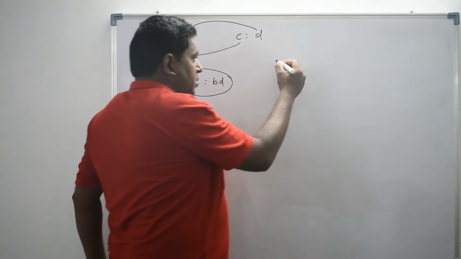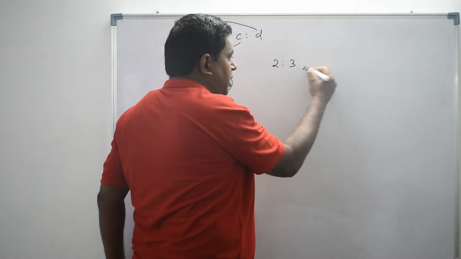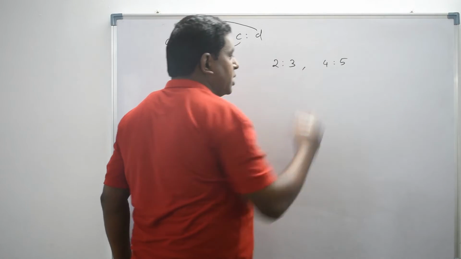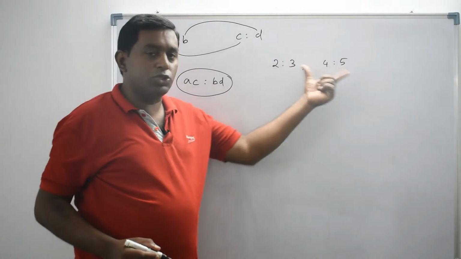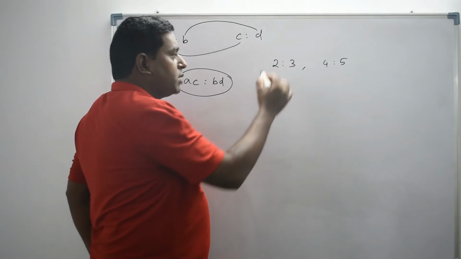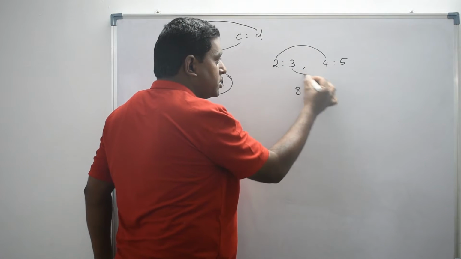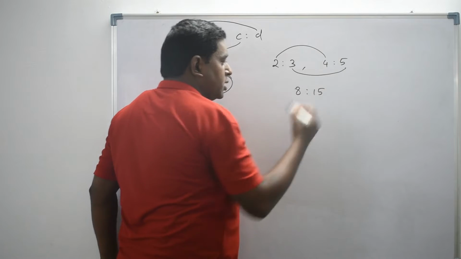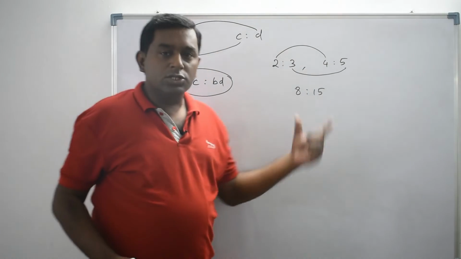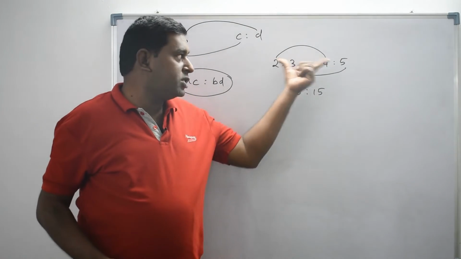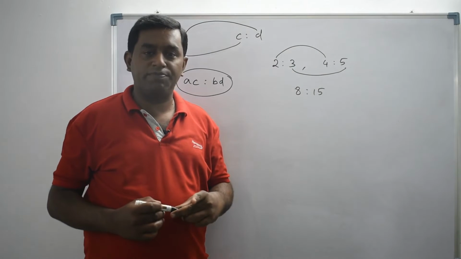Okay, let's look at an example. 2 is to 3, 4 is to 5. Now I want to compound these two ratios. So what should I do? I have to multiply the first terms. 2 times 4 is 8, 3 times 5 is 15. So 8 is to 15. So this is a ratio compounded of these two ratios, 2 is to 3 and 4 is to 5.